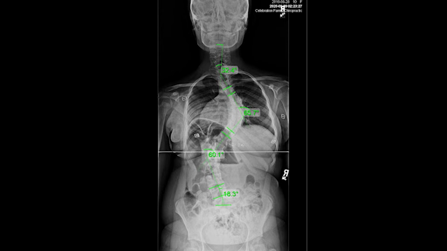So mild curvatures are when Cobb angles are between 10 and 25 degrees. Moderate scoliosis cases are diagnosed between 25 and 40. Once you break 40 degrees, this is where it's considered severe. And then I like to use a fourth category, which is called very severe, and this is when you break 80 plus degrees.